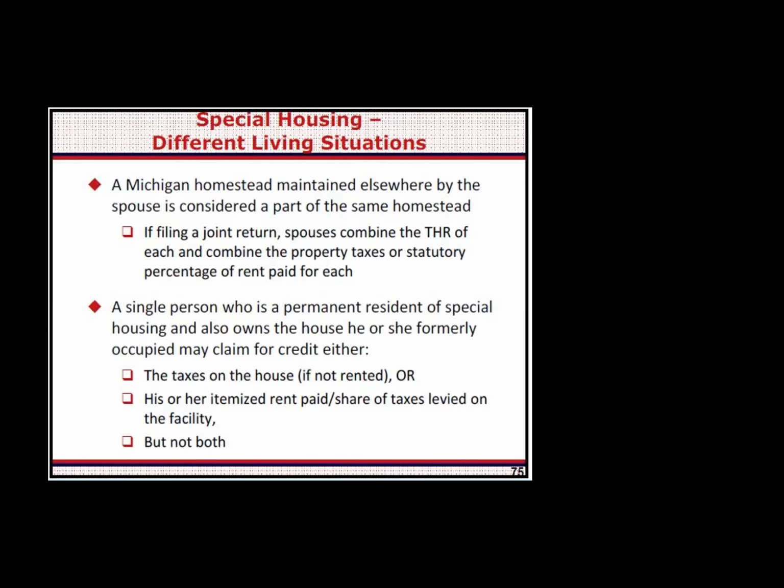And then the next one, a single person who is a permanent resident of special housing and also owns the house he or she formerly occupied may claim for credit either one. You can't do both.